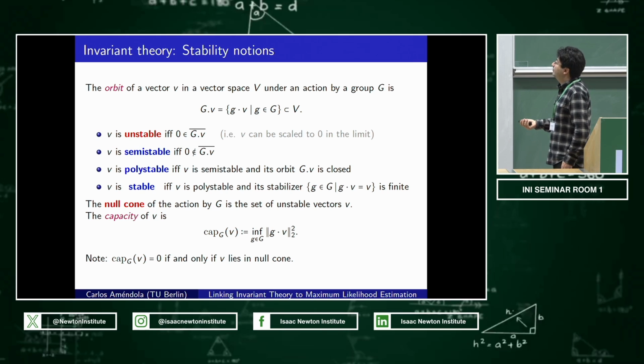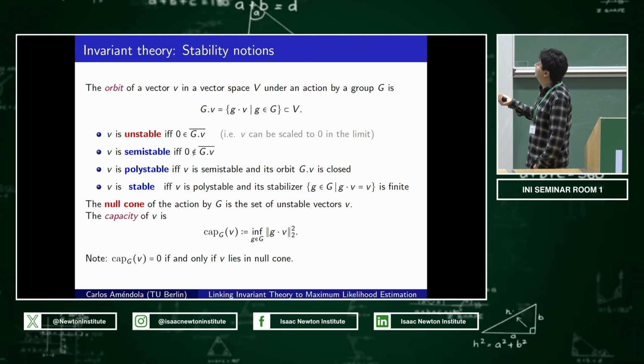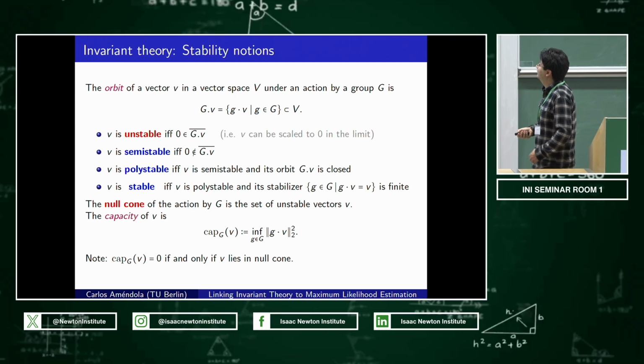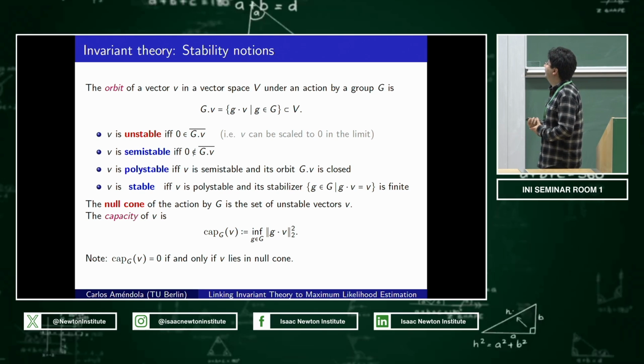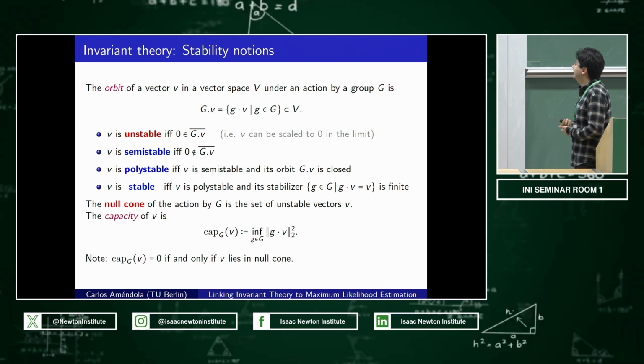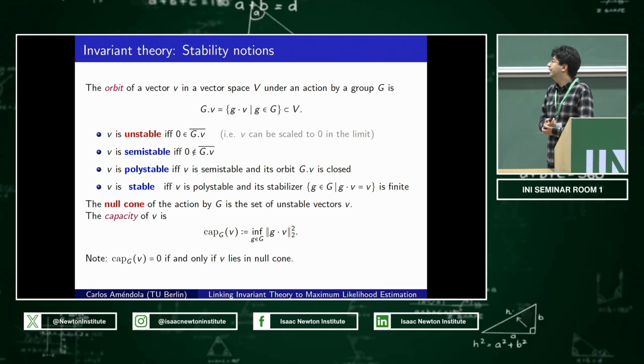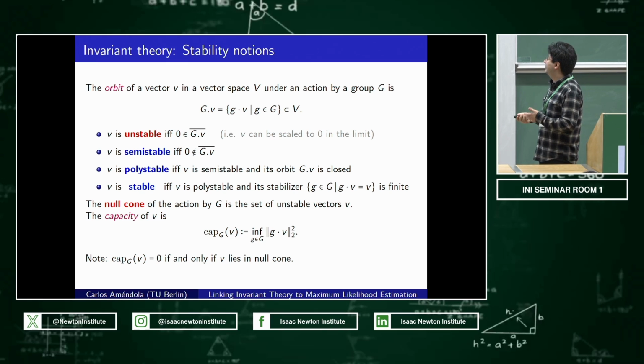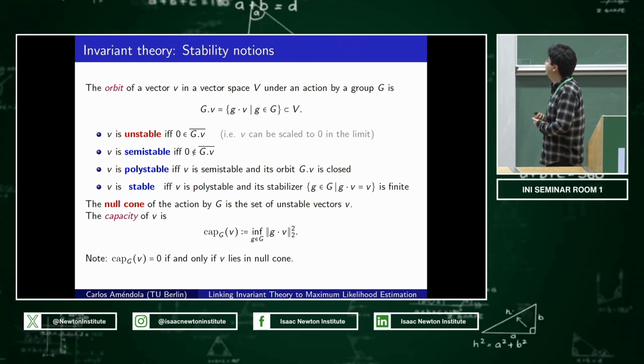In particular, we're going to also define the null cone of the action by G as the set of unstable vectors. And then the capacity problem is: find the infimum along the orbit of these norms of a particular v. And the observation here is that the capacity is 0 if and only if v lies in the null cone. There is another definition of null cone that's more algebraic, in terms of invariants, like what Hilbert was thinking. But here we're going to use this definition.